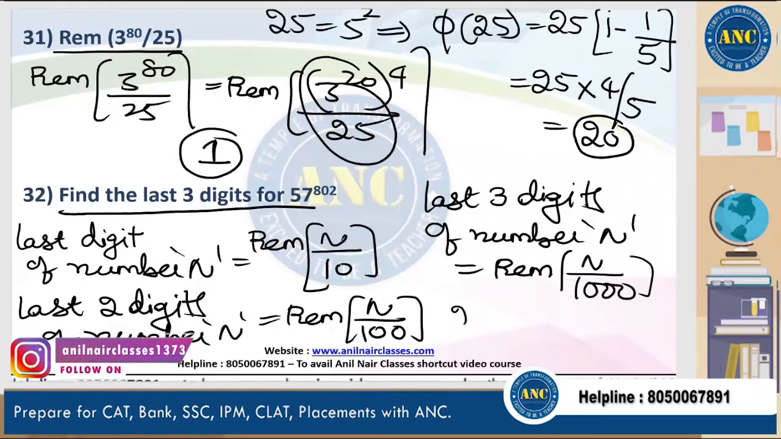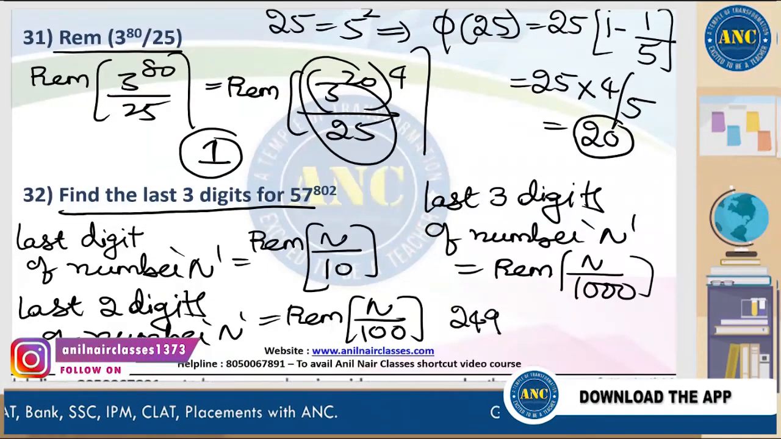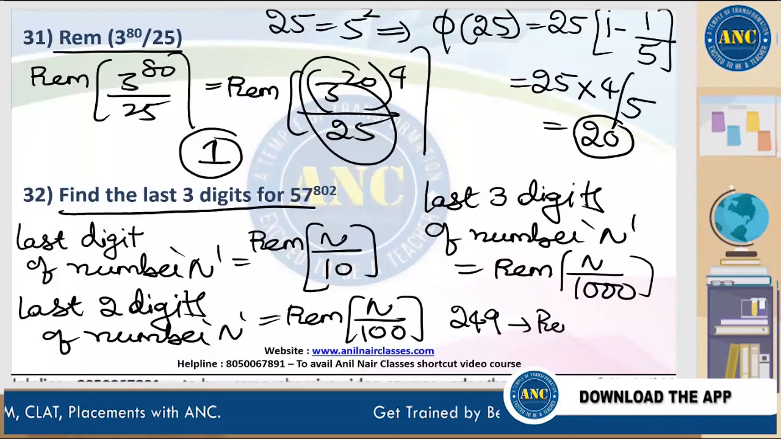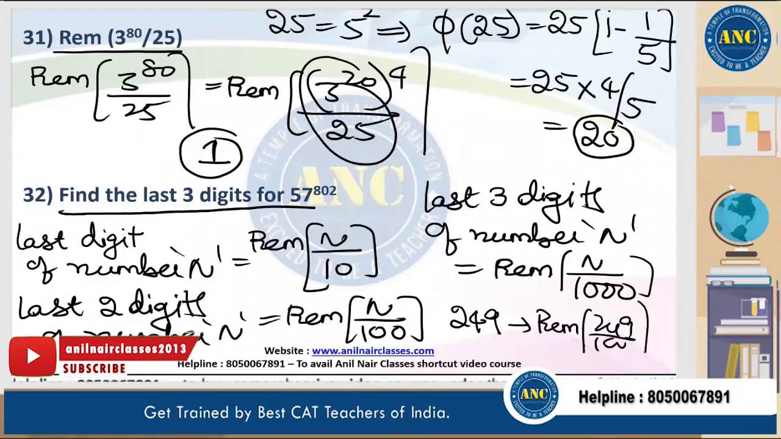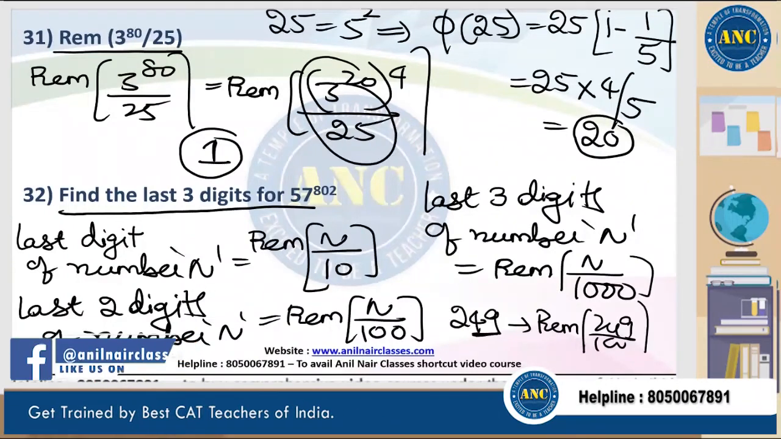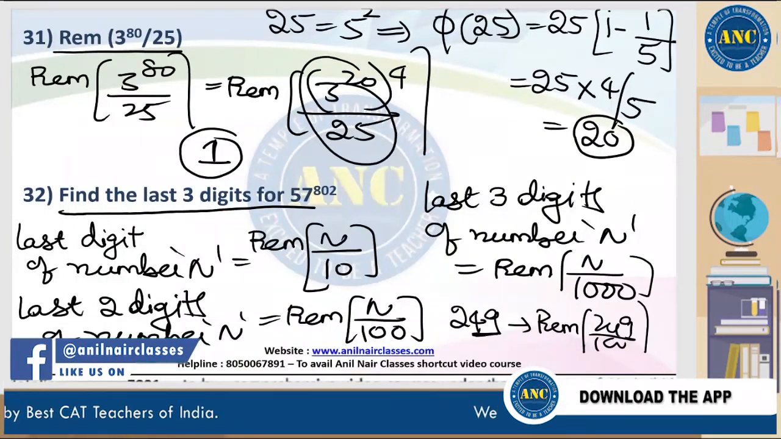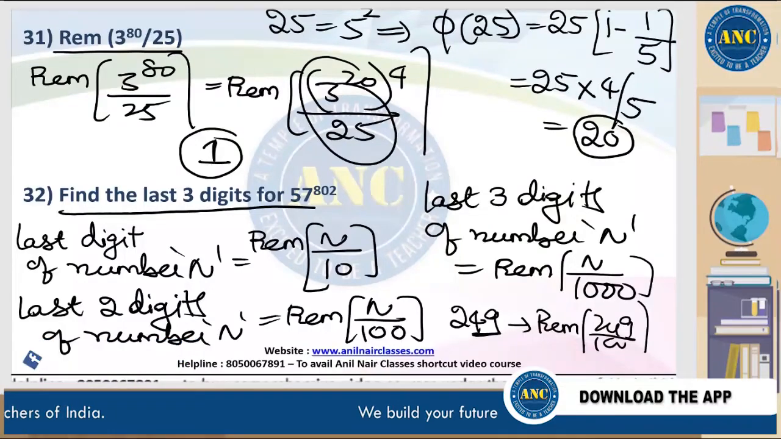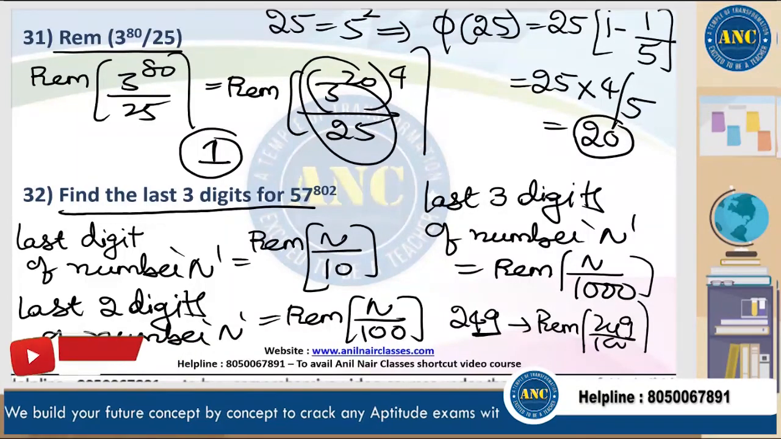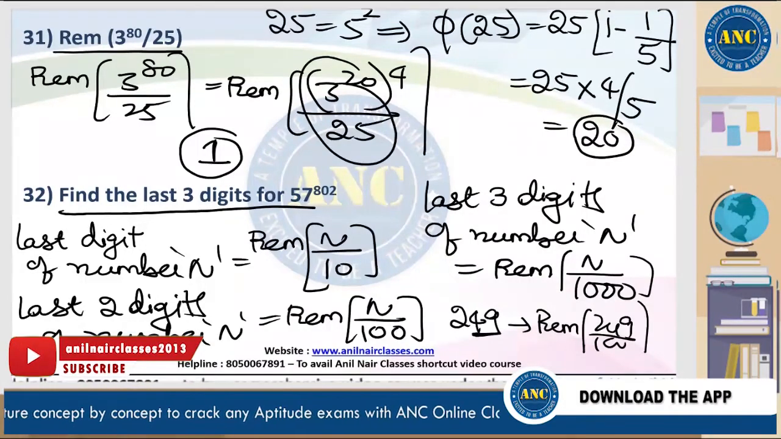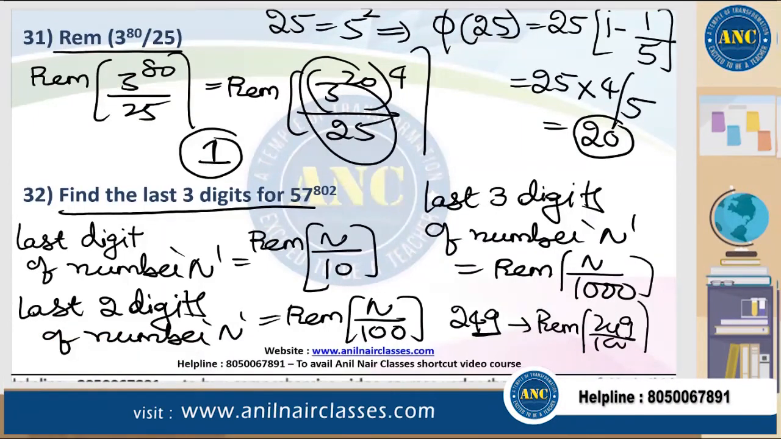First make a note. 249. If I divide it by 100, 100 2s are 200, 49. 49 is nothing but the last two digits. If I want the last digit, divide the number by 10, get the remainder. If I want the last two digits, divide the number by 100 and get the remainder. If I want the last 3 digits, divide the number by 1000 and get the remainder.